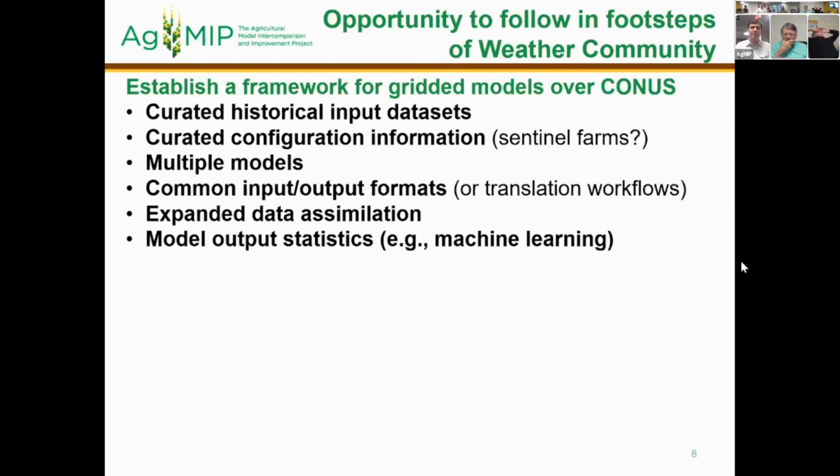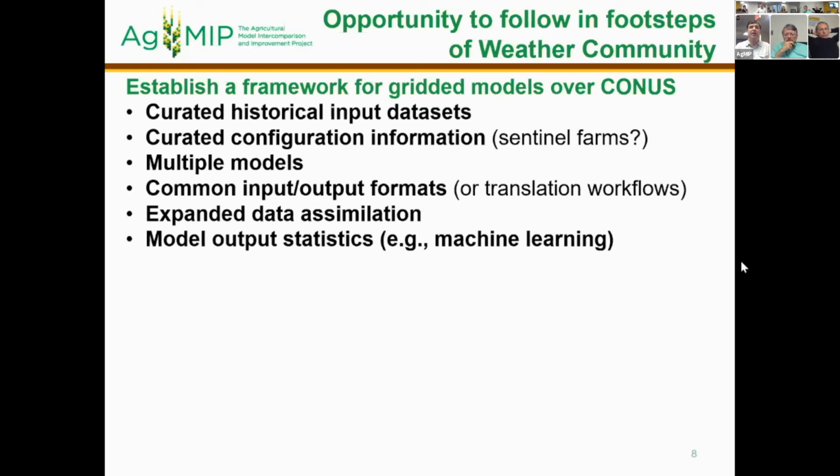Likewise, that would benefit from a set of common input and output formats, or some kind of workflow approach that would allow you to translate the weather inputs from EPIC into weather inputs for APSIM or DSSAT. We've been working on that within AgMIP. Likewise, there is an opportunity to expand data assimilation. In many cases, we find that data assimilation is done as a calibration rather than a within-season adjustment. And there's more that could be done, and also to assimilate more than one variable at a time.